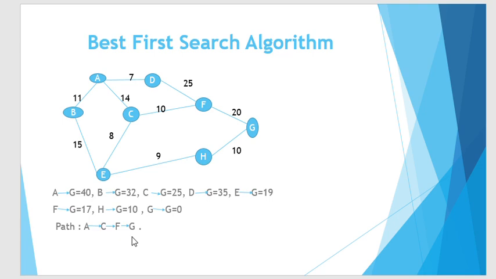So that's why its cost, or generally the space complexity and time complexity, is equal to order of b to the power d. Here b is the branching factor, how many children are there, how many nodes are being generated, and d is the depth, which is exponential time complexity.